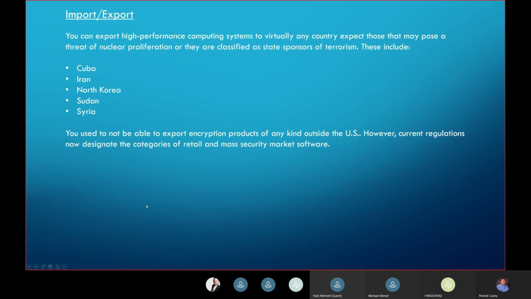More about import-export. You can export high-performance computers to virtually any country except those that pose a threat of nuclear proliferation or that are classified as state sponsors of terrorism. These include Cuba, Iran, North Korea, Sudan, and Syria. You used to not be able to export encryption products of any kind outside the U.S. However, current regulations now designate the categories of retail and mass security market software.